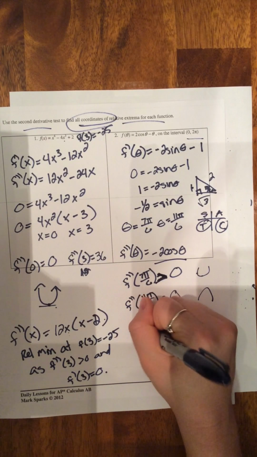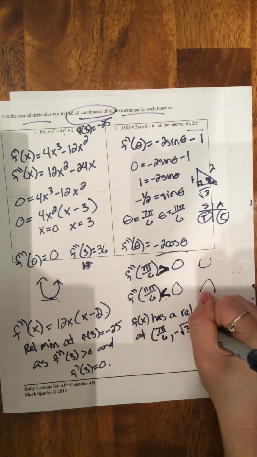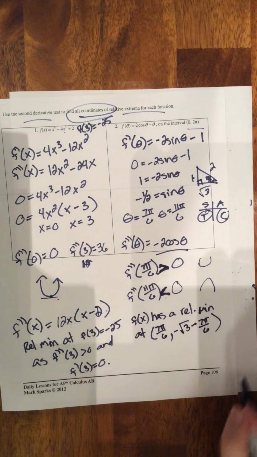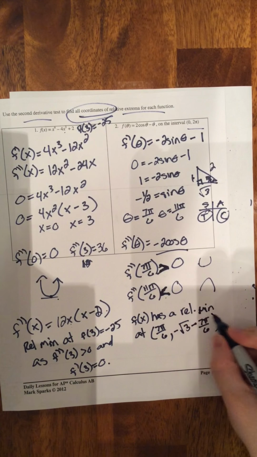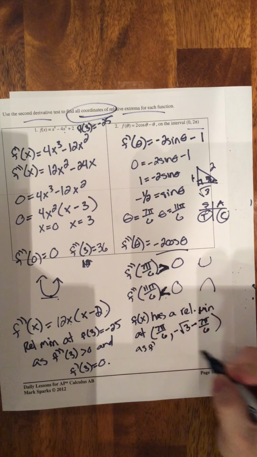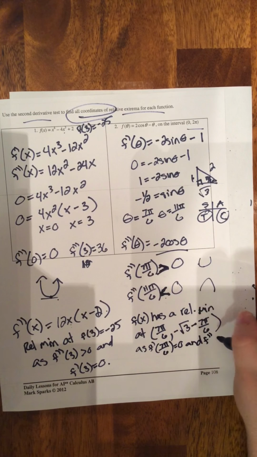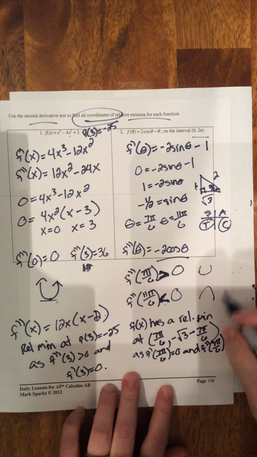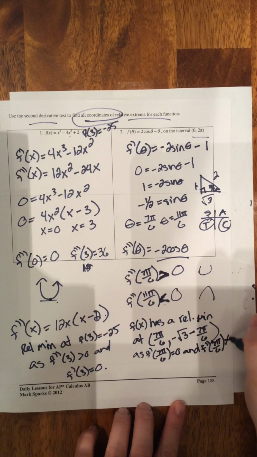And because this says coordinates, you actually have to find the value. Go up to f of x, put in 7 pi over 6, and I would leave my answer like this. I have an x value and a y value. So a relative min, I'm going to say as f prime of 7 pi over 6 equals 0, and f double prime of 7 pi over 6 is greater than 0.